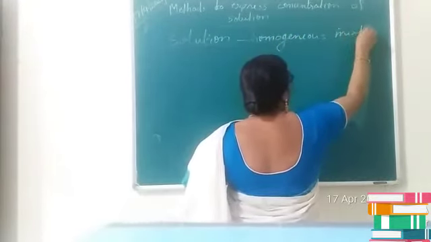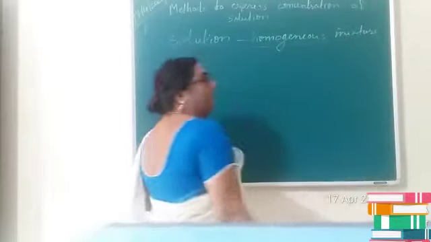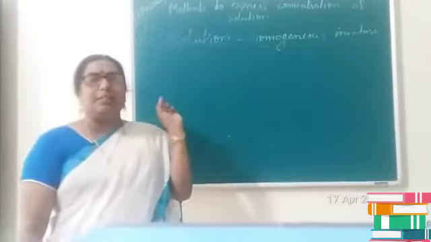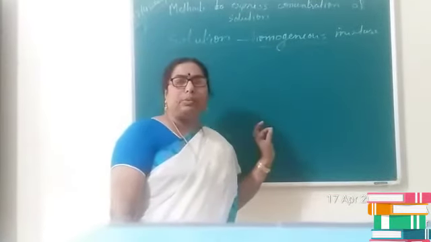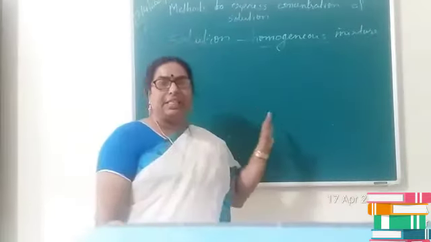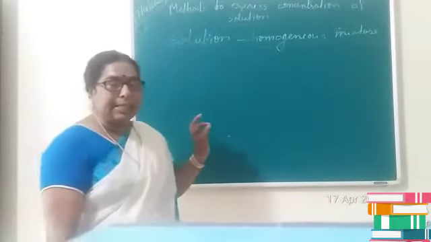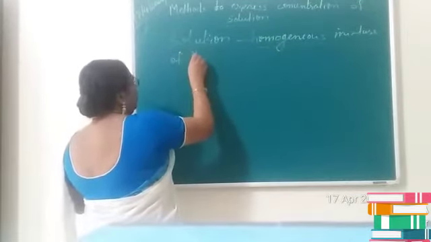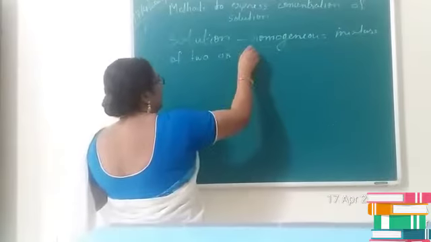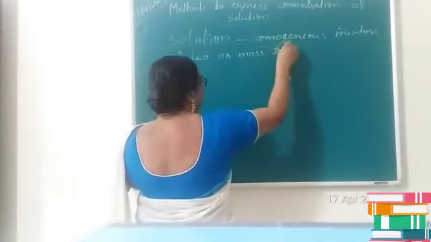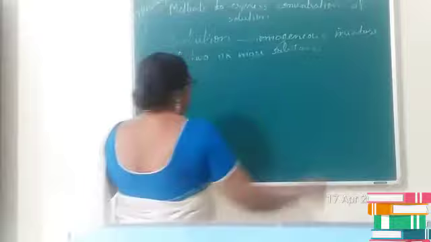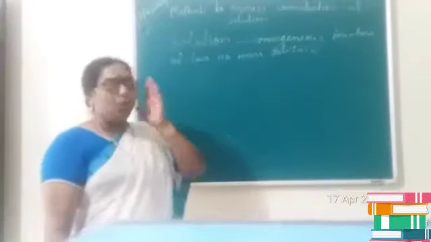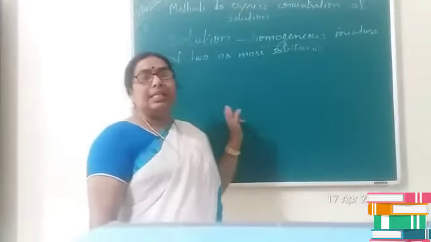Do you know what is the meaning of the term homogeneous? It means identical composition, same properties. So solution is a homogeneous mixture of two or more substances whose concentration can be varied within certain limits. Is it clear, children? That means a minimum of two substances should be present in a solution.